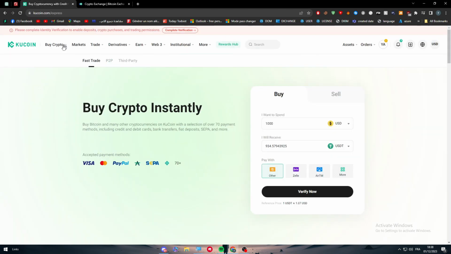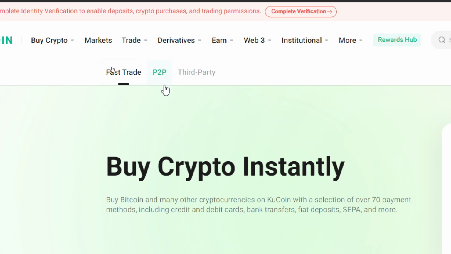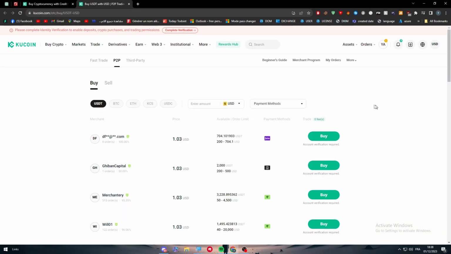The second way is by going to the P2P. So you can click here, click on P2P, or go and click just right here and it will take you to the P2P page. P2P can refer to peer-to-peer or person-to-person. Basically, what you do here is you are not buying from the platform itself. You are buying from real people.